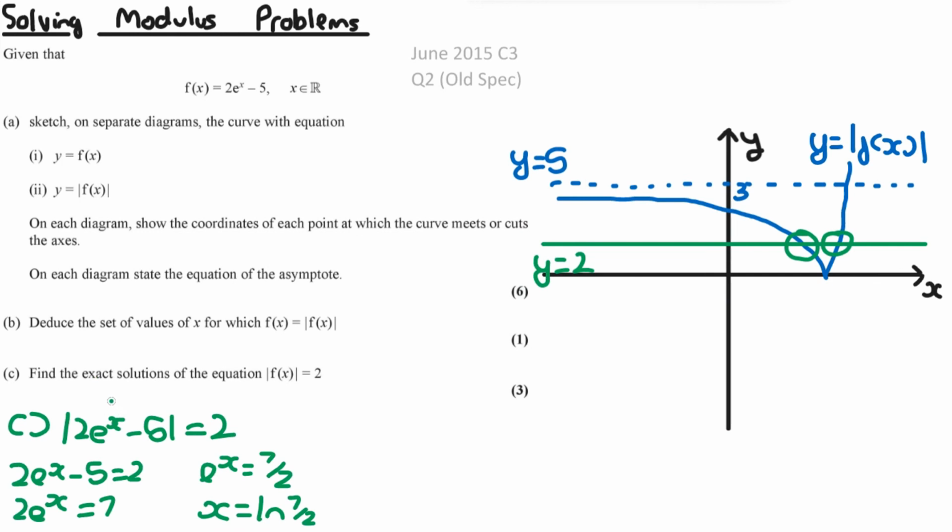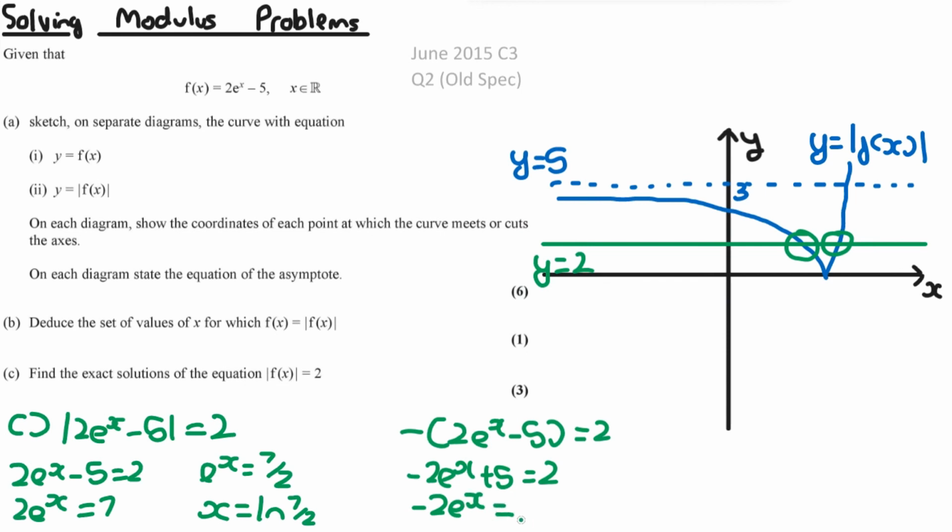Again, go back to the first video if you don't know what I'm talking about how to solve modulus equations, but we consider when this expression is positive and negative. So this expression is going to be negative, so it's going to be minus 2e to the power of x minus 5 is equal to 2. So this is going to be minus 2e to the power of x plus 5 is equal to 2, because we expand the brackets, and this is going to be minus 2e to the power of x is equal to minus 3. This is going to be e to the power of x is 3 over 2. So therefore x is going to be equal to the natural log of 3 over 2. So x is equal to the natural log of 7 over 2, and x is equal to the natural log of 3 over 2, and those are the two solutions, and that's the final answer.